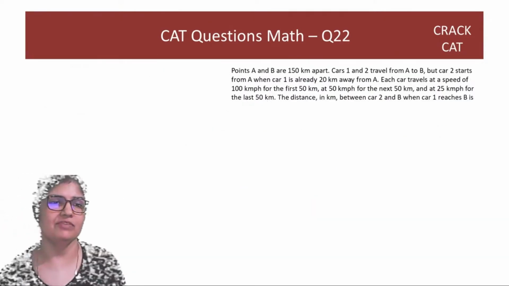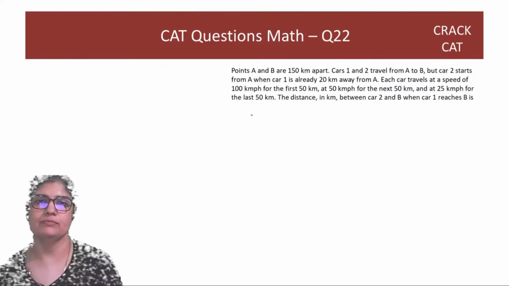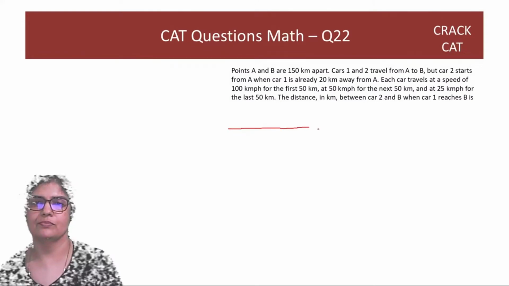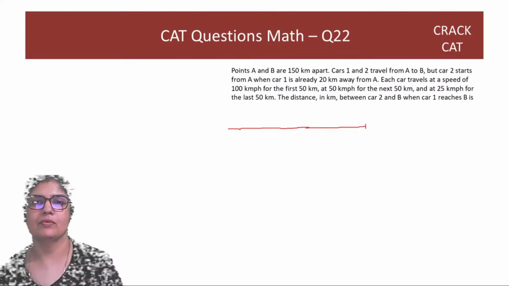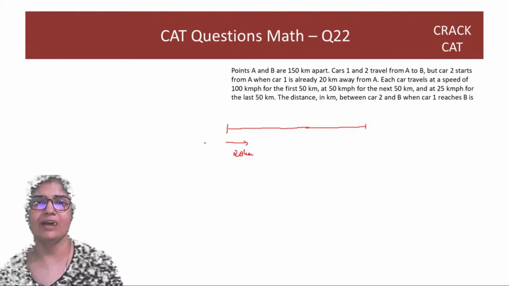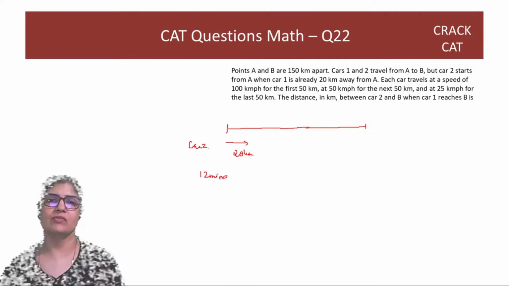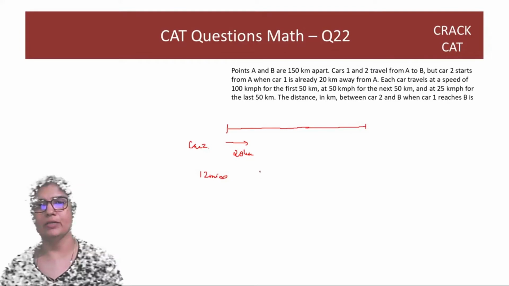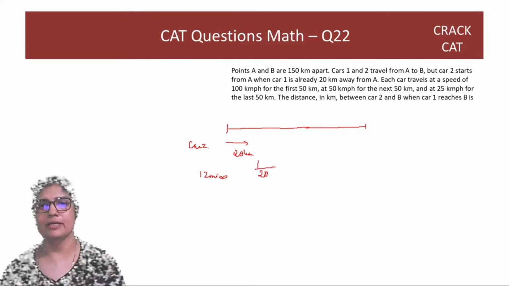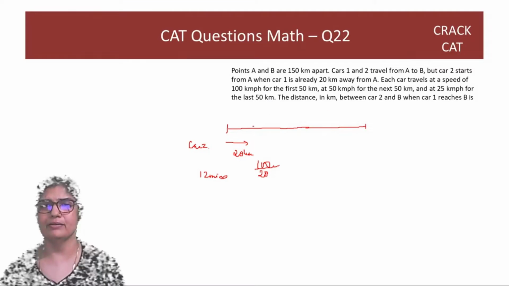Points A and B are 150 kilometers apart. Cars 1 and 2 travel from A to B. So first car 1 starts, right? And then when car 1 is 20 kilometers away, car 2 starts. So time wise, car 2 is 12 minutes behind, right? Because it is 20 kilometers, and the speed of car 1 is 100 when they start off. So because they both are following the same pattern, right?